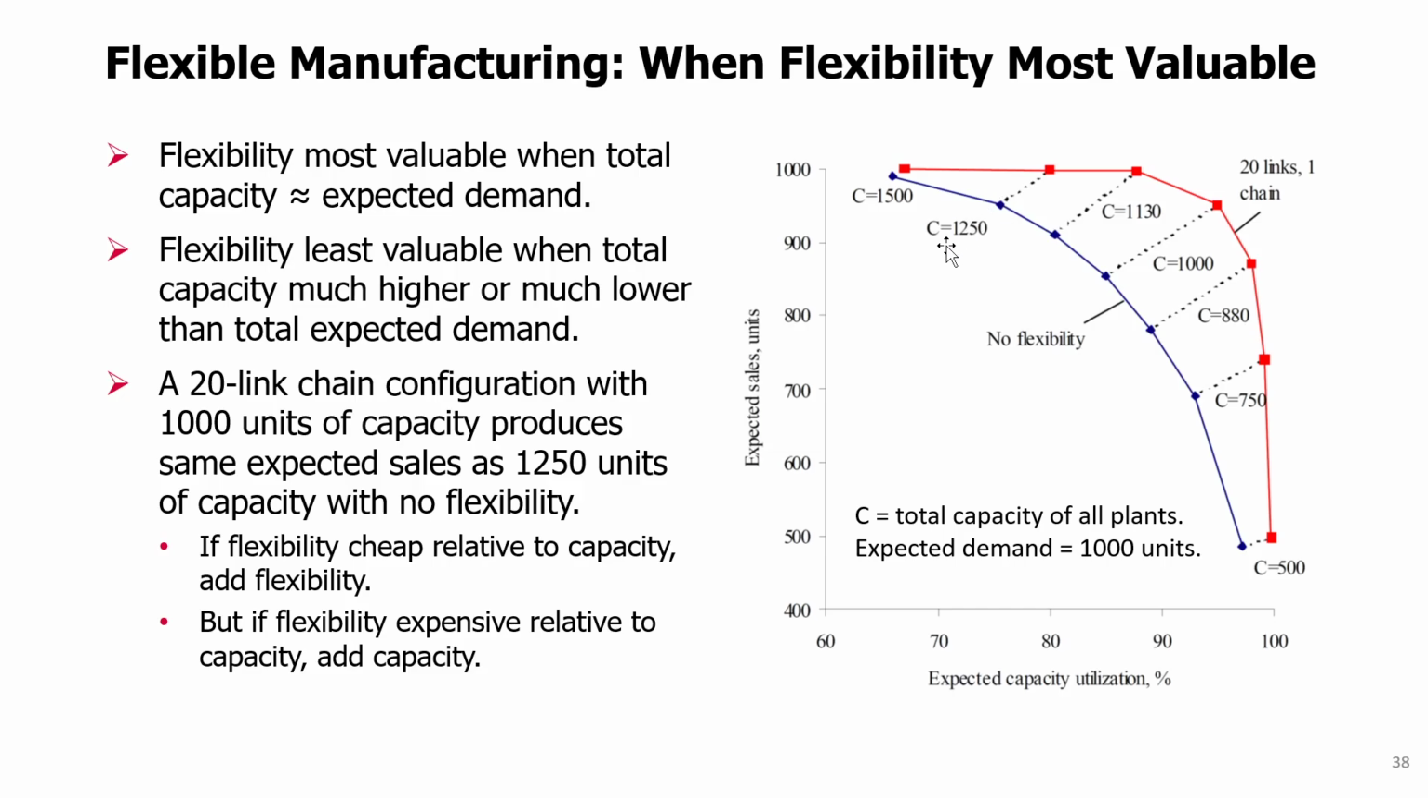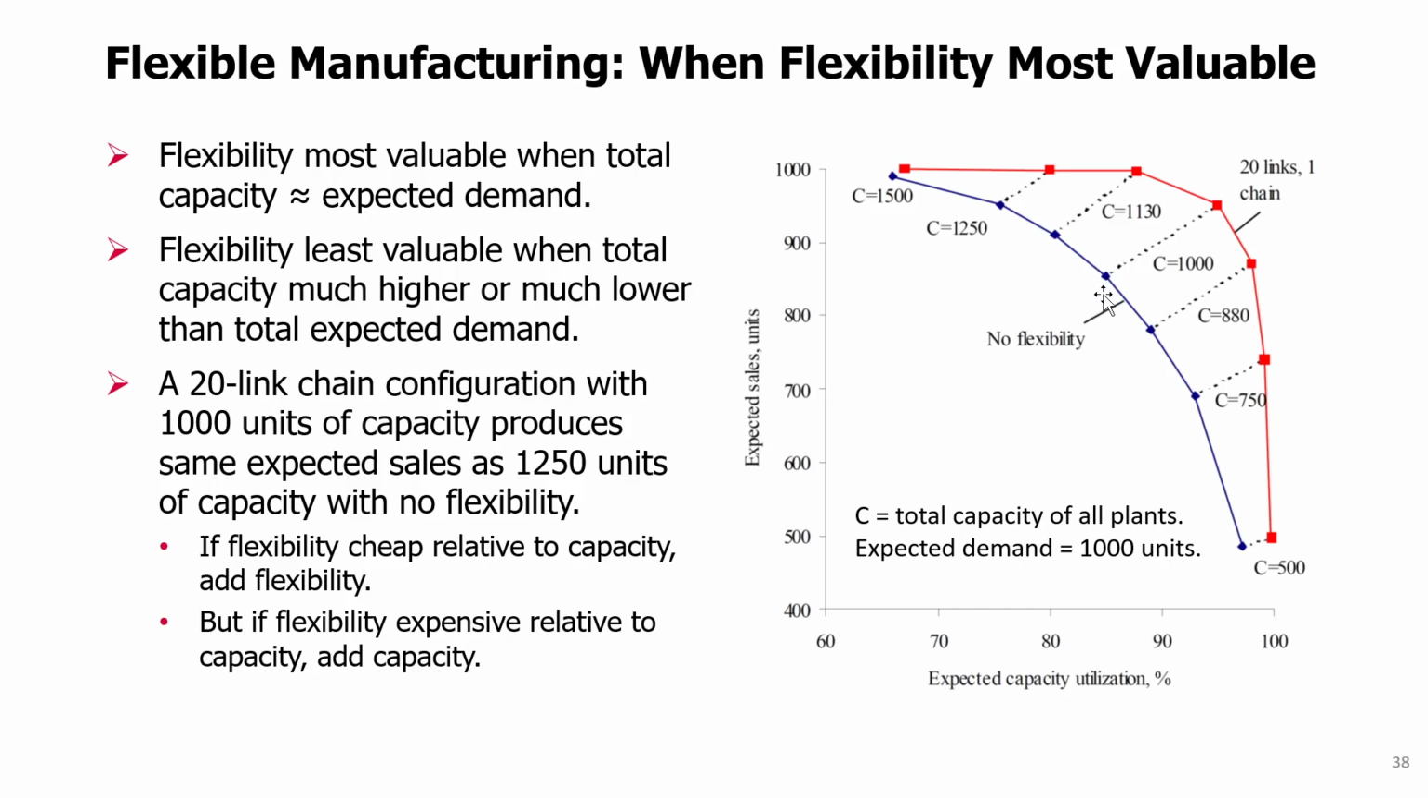Or here with capacity 1,250, we have 25% more capacity than expected demand in total. And there is a benefit, but less than in this case. Utilization and sales increase only a little bit. And you see on this side of the chart, when capacity is much smaller, for example if capacity is 500, the expected utilization and the sales will increase much less than in this case.